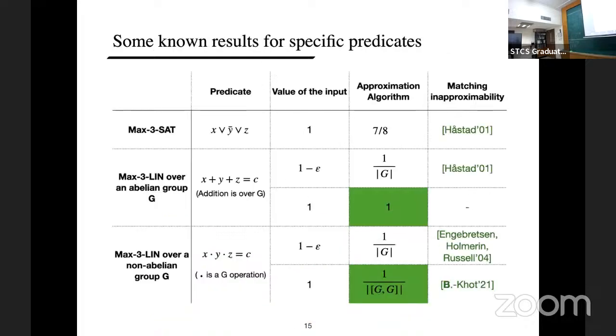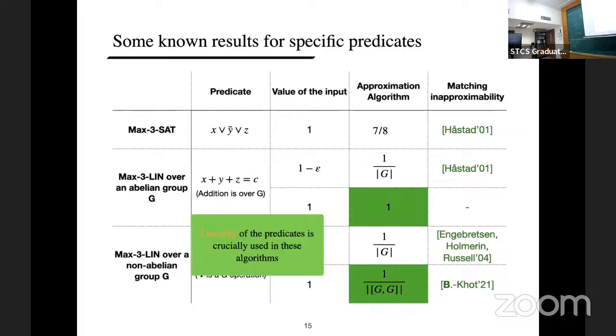Okay, so coming back to this table, we are really interested in these two rows. What really helped in these two cases compared to these two cases is that the algorithm uses some sort of linearity property of a predicate. Here it's obvious, right? The predicate is linear, so we can do something called Gaussian elimination. And here I'll show that this non-trivial approximation algorithm also uses some linear property of this predicate, which I'll define. Going really slow.